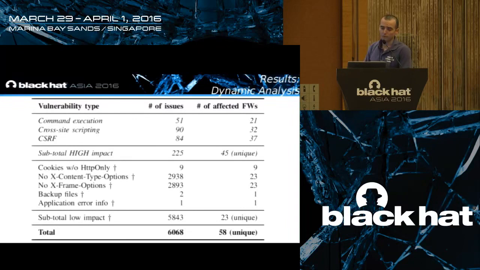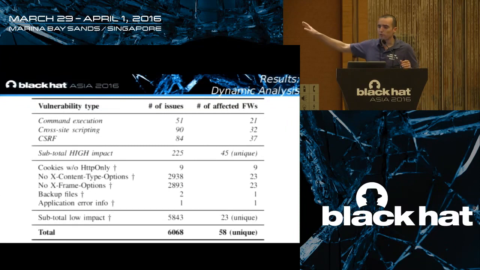And in fact, if we run the dynamic analysis and we find 45 firmwares automatically without any customization and so on, we find 225 different issues like CSRF, cross-site scripting, and command injection or execution, and I'll show you in a short moment some demos. You'll see that, yeah, they can be found.